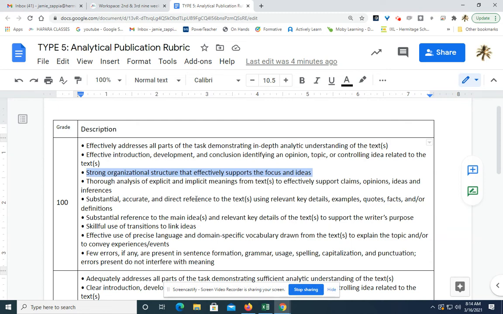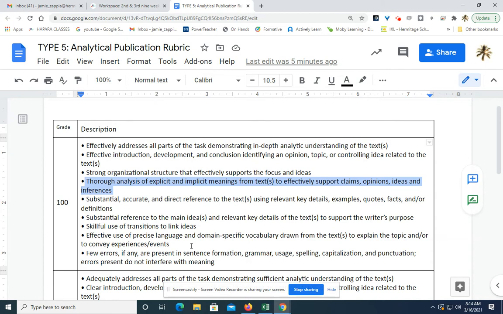That's huge. The next bullet here, which we already discussed, is on analysis. We're going to read through thoroughly. It says, thorough analysis of explicit and implicit meanings from the text to effectively support claims, opinions, ideas, and inferences. That's that below the evidence. Are you going into a lot of detail? Are you saying what you notice explicitly? Well, the evidence says this. When the evidence says this little detail, and when you mention that, you're being explicit.